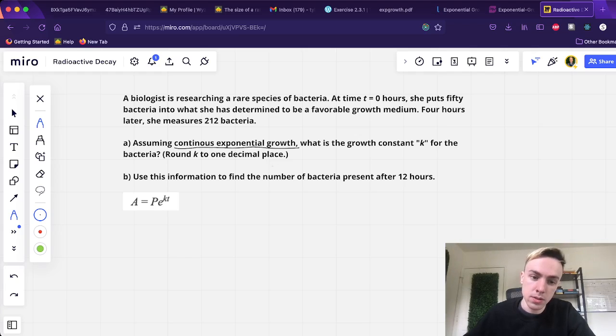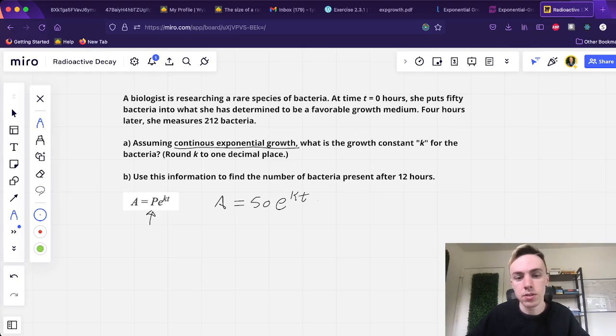What are we looking for? We're trying to solve for K. So what do we know? Well, we know that at time t equals 0 hours, she puts 50 bacteria into what she's determined to be a favorable growth medium. So this favorable growth medium tells us that they're most likely going to be increasing in value. And time t equals 0 hours tells us that the initial amount is going to be 50 bacteria. So we can rewrite this formula as A equals 50 e to the kt.